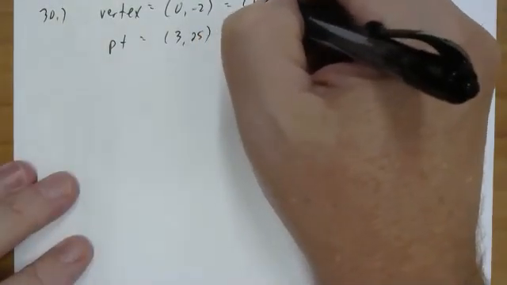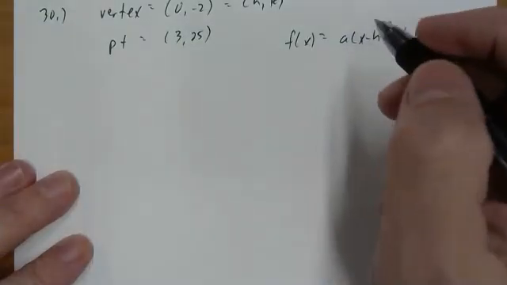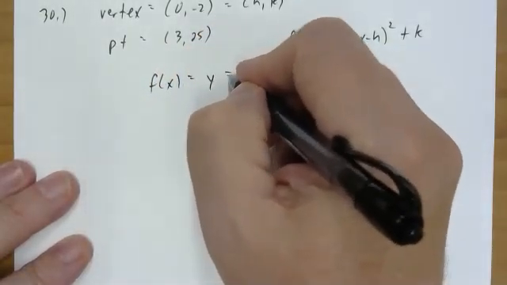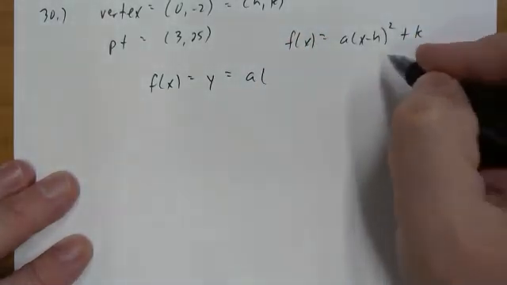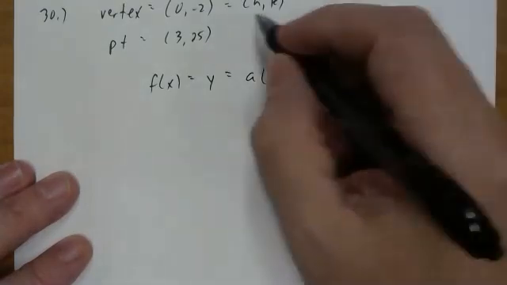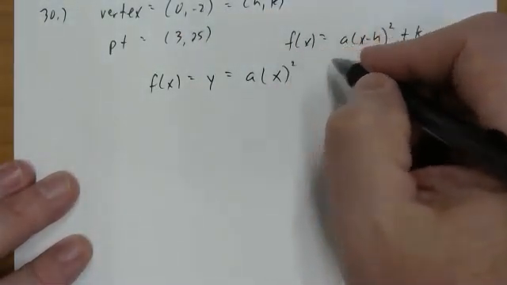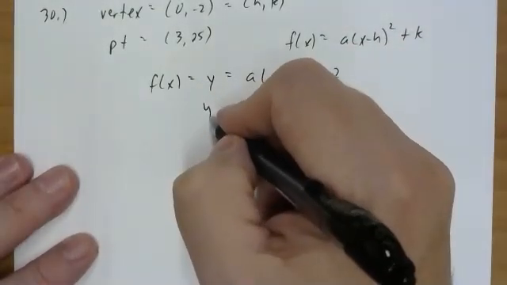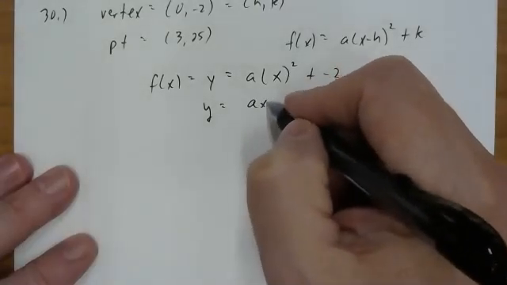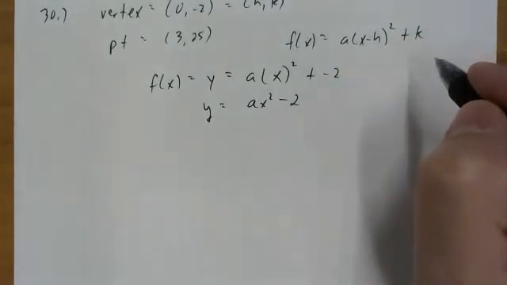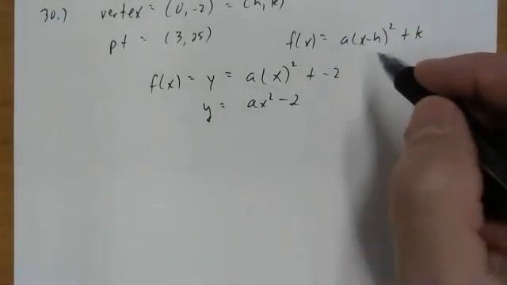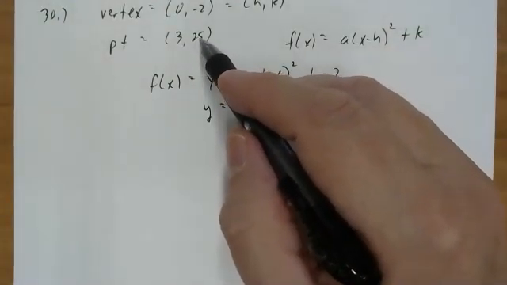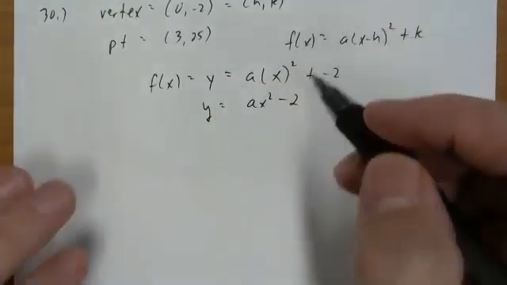Of course, we know the vertex is HK. So f of x equals this, or I could call it y. H is 0, so it's just going to be a x squared plus -2. So let's rewrite that: a x squared minus 2. Now, if I can figure out the a, then I'm done. How do I find the a? I use this point they gave me. I plug in 25 for y, plug in 3 for x.